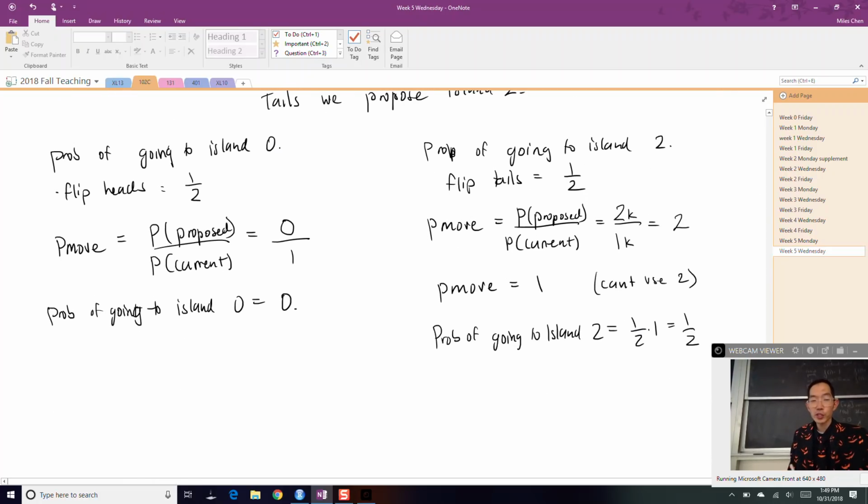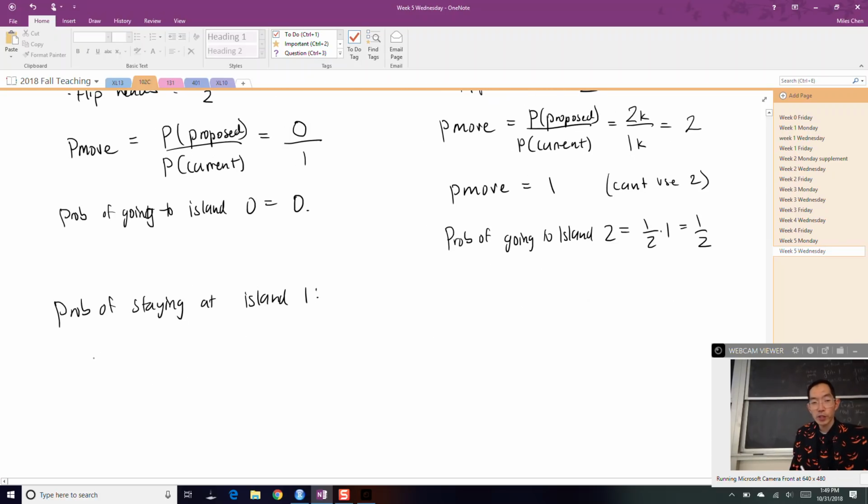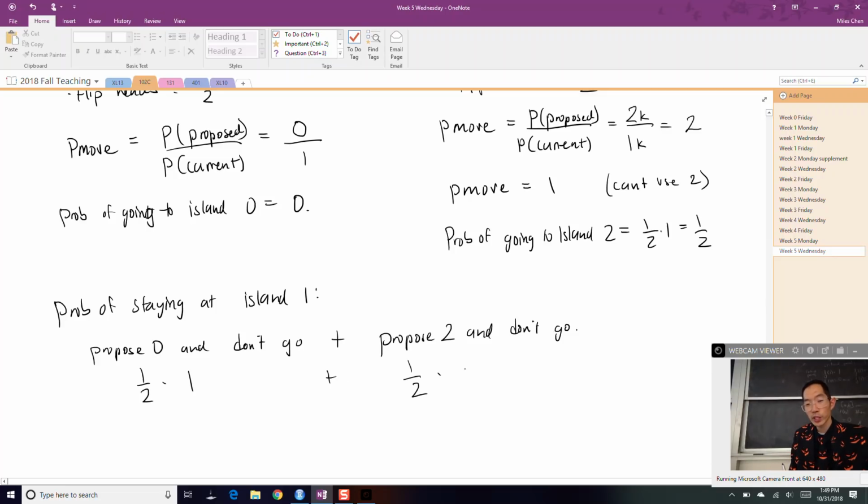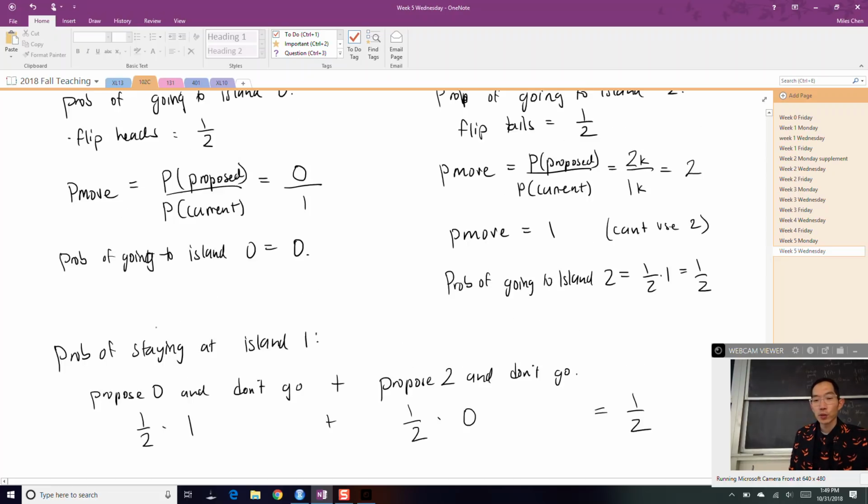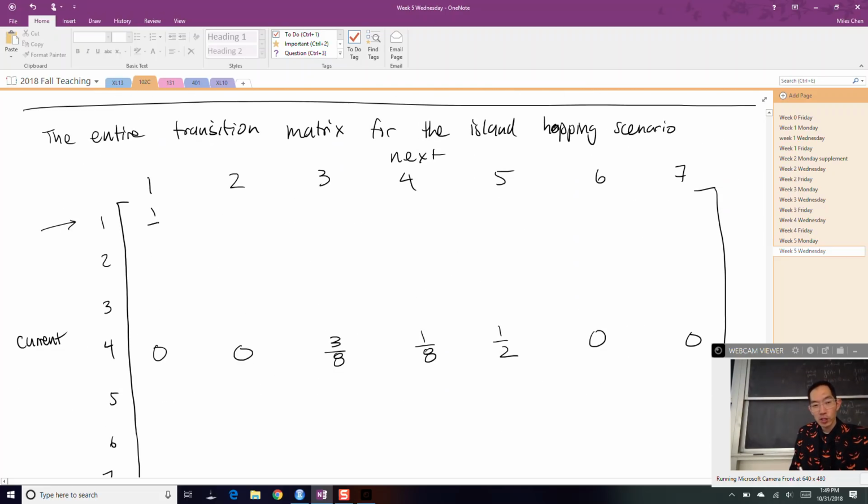Which means the probability of staying at island 1 can happen in one of two ways. We propose 0 and don't go, plus propose 2 and don't go. So we propose 0 with 1/2 and we don't go with probability 1. We propose island 2 with probability 1/2 and we don't go with probability 0. This ends up being 1/2. So filling out the top row of the matrix, we get 1/2, 1/2, 0, 0, 0, 0.